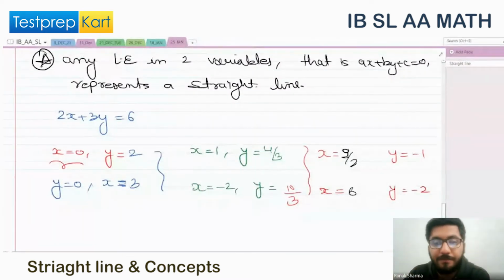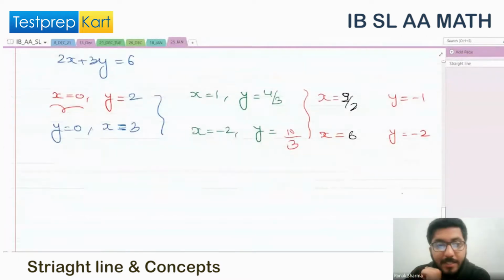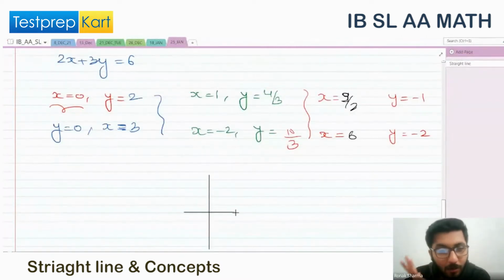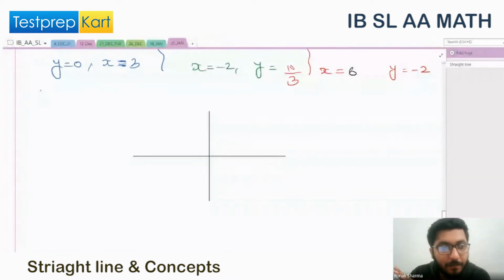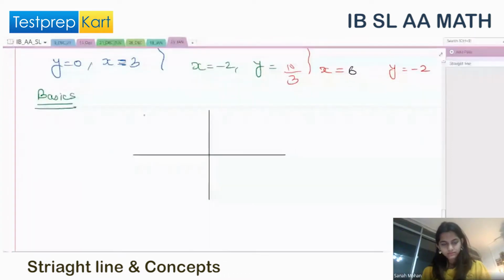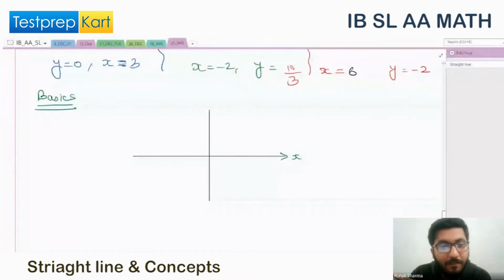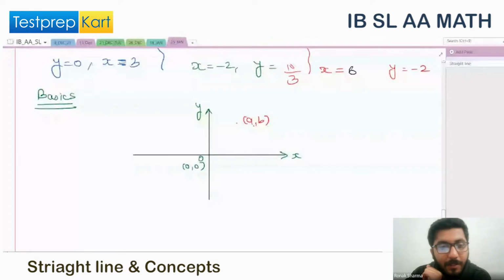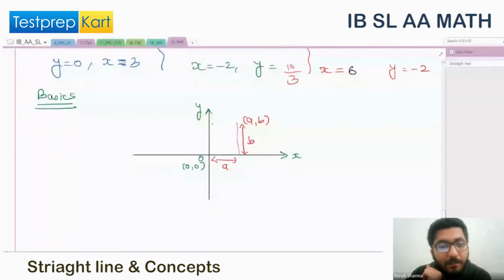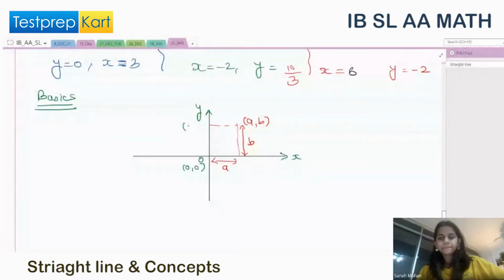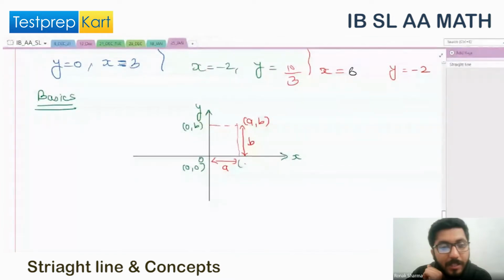Okay, good. Now, you need to understand one very basic thing, and I hope you must have studied it at least once: the basics of the Cartesian plane. We have the x-axis, we have the y-axis, and this is the origin. Any point on the Cartesian plane is represented like this, a comma b, where a is the distance traveled on the x-axis and b is the units covered on the y-axis. Yes or no? This point is 0 comma b, this point is a comma 0.